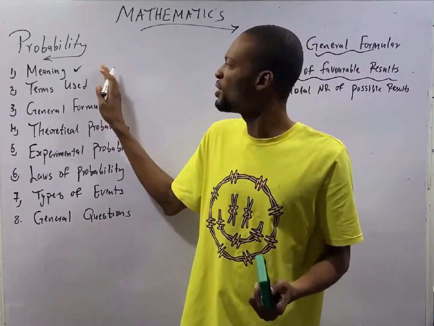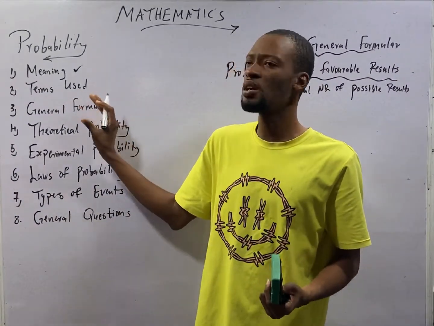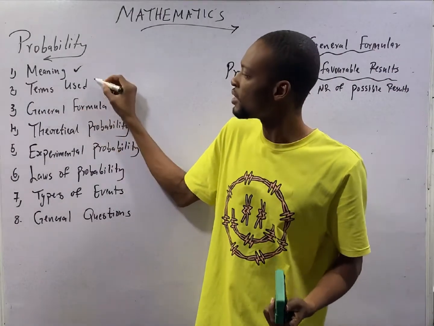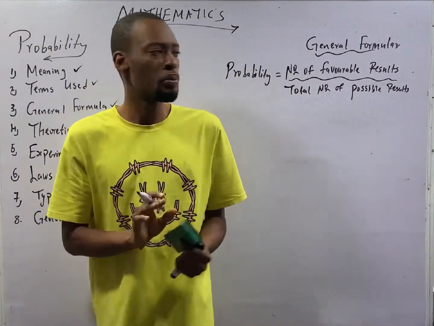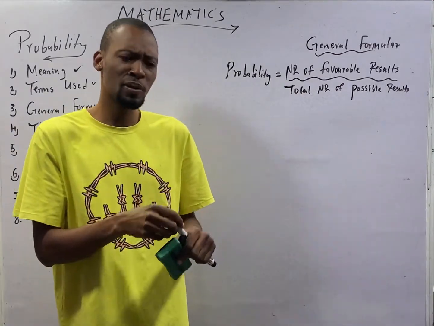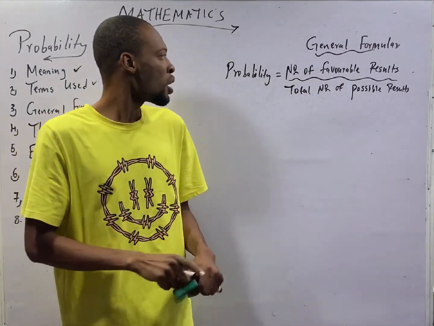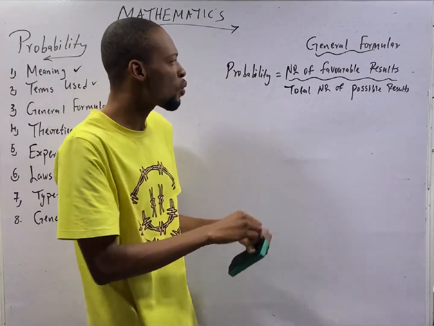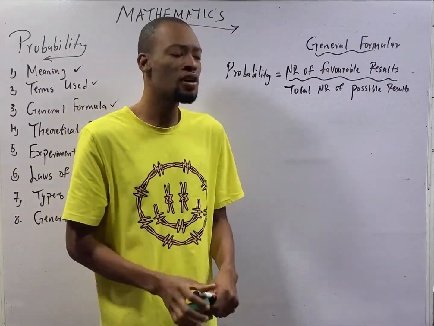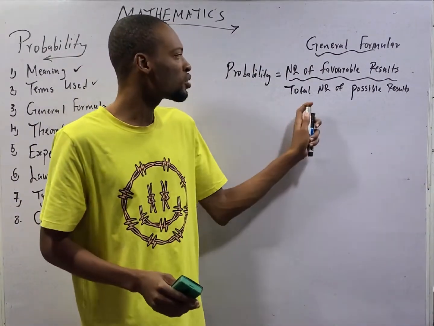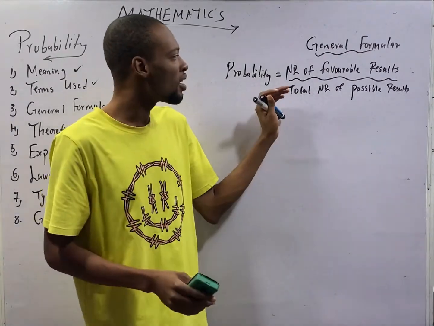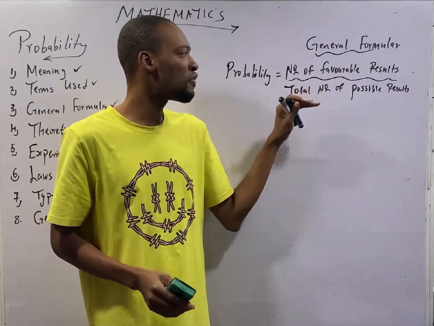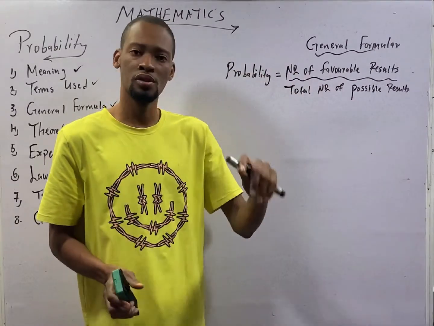Ladies and gentlemen, let's see the general formula for probability. Now we've looked at the meaning of probability and the terms used in probability. Now let's see the general formula for probability. The general formula is simple. Probability is equal to the number of favorable results over the total number of possible results.